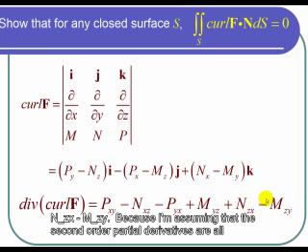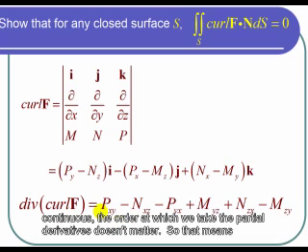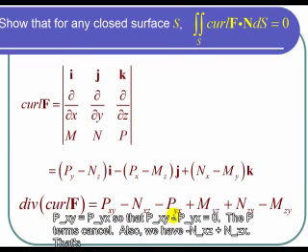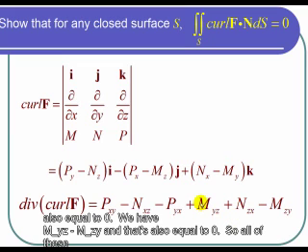minus m sub zy. So now, because I'm assuming that the second order partial derivatives are all continuous, that means that the order in which we take the partial derivative doesn't matter. So p sub xy is equal to p sub yx, so that p sub xy minus p sub yx is equal to 0. So the p terms cancel. And also we have negative n sub xz plus n sub zx, and that's also equal to 0. And we have m sub yz minus m sub zy, and that's also equal to 0.